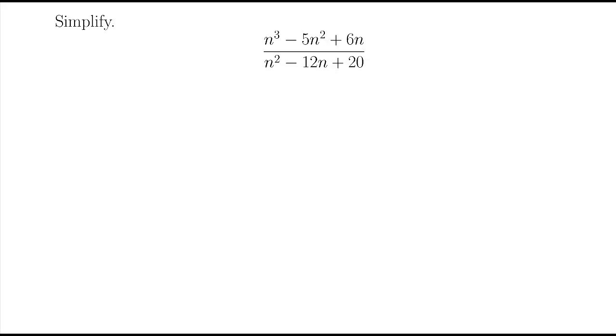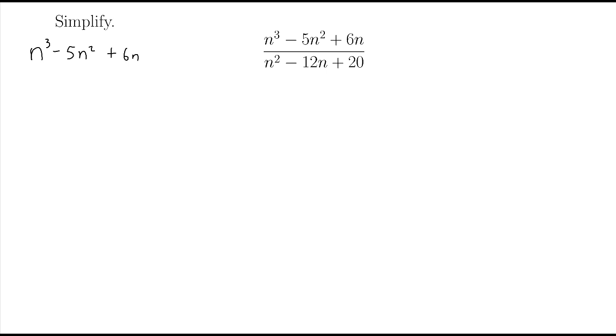Simplify the rational expression n cubed minus 5n squared plus 6n over n squared minus 12n plus 20. Okay, let's start off by factoring the numerator, n cubed minus 5n squared plus 6n.